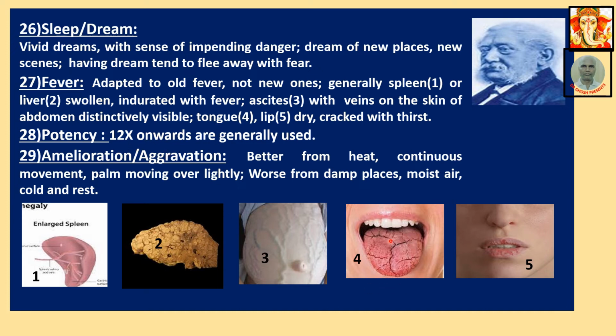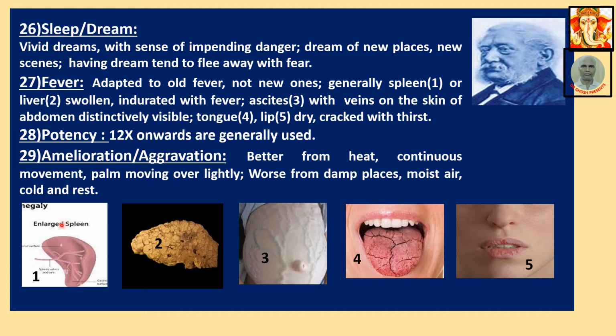Tongue. This special type of tongue, this cracked tongue. Lip, very dry and cracked with thirst. Potency, 12x onwards are generally used in these cases. Amelioration, aggravation: better from heat, continuous movement, palm moving over lightly; worse from damp places, moist air, cold and rest.